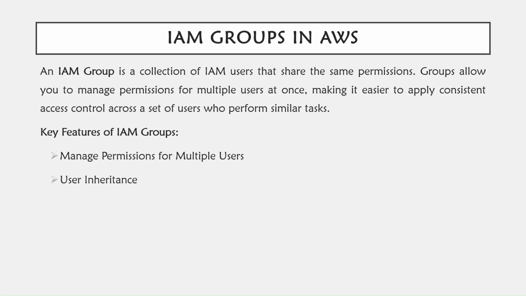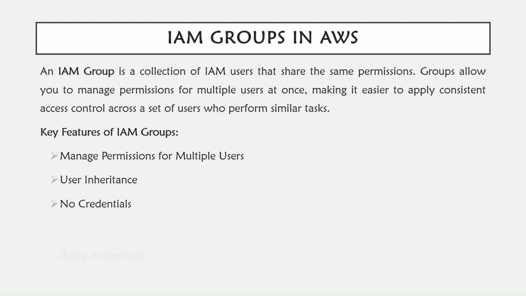So, user inheritance. Users within a group inherit the permissions assigned to the group, but they can also have their own individual permissions, which can either extend or restrict the permissions inherited from the group. A user can be a member of multiple groups and will inherit the permissions from all groups they are a part of. So we have no credentials. Groups do not have credentials such as an access key or a secret password. They are a simplified way to organize users and manage permissions. They do not have any credentials like an access key and a secret key.